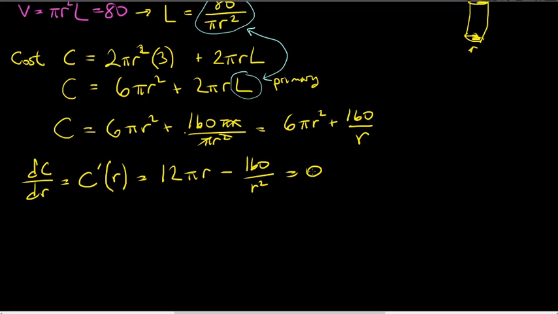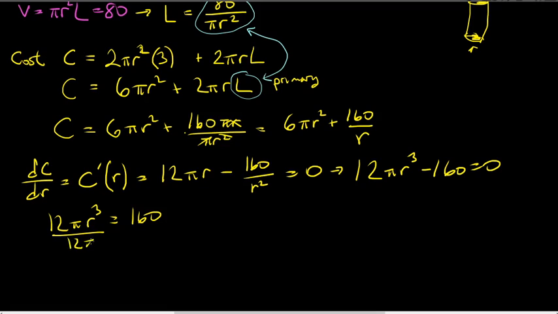You set that equal to 0. And let's see, if you multiply by r squared, you're going to get 12 pi r cubed minus 160 equals 0. You add the 160 to both sides and then divide by 12 pi. So you're going to get r cubed equals 160 divided by 12 pi, well, that's just 40 over 3 pi. And then take the cube root.